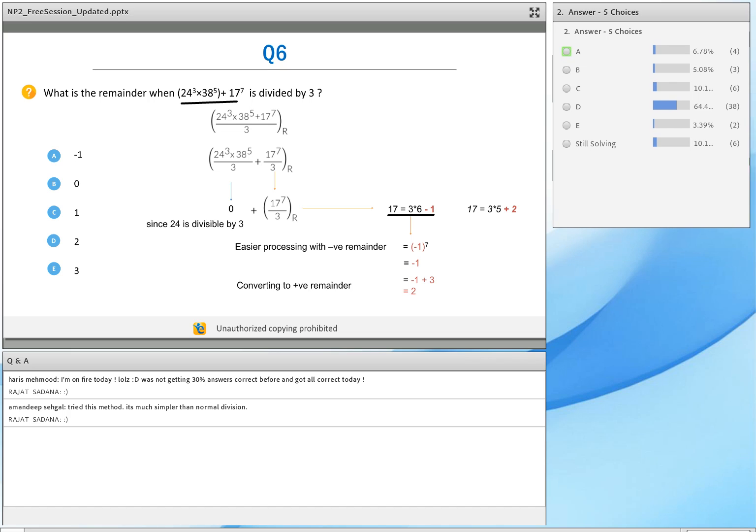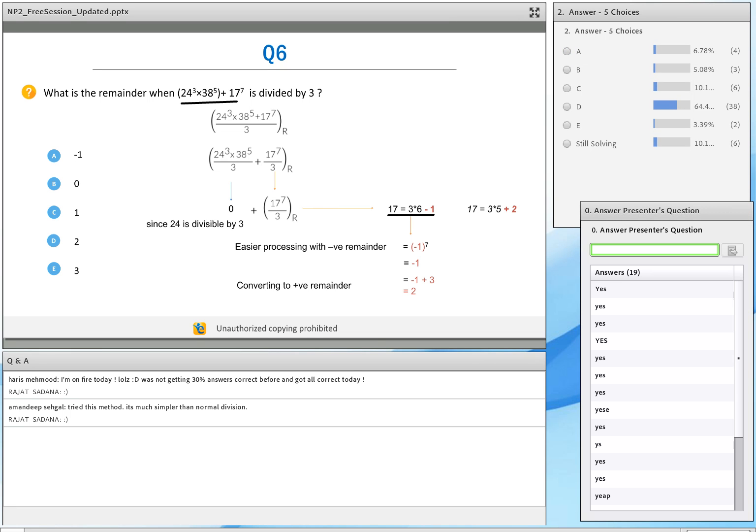That's 65% of you who got this right. Now, can you see the power of applying the concept of negative remainders? Okay. All right. Can I explain this again? Let me explain this again.